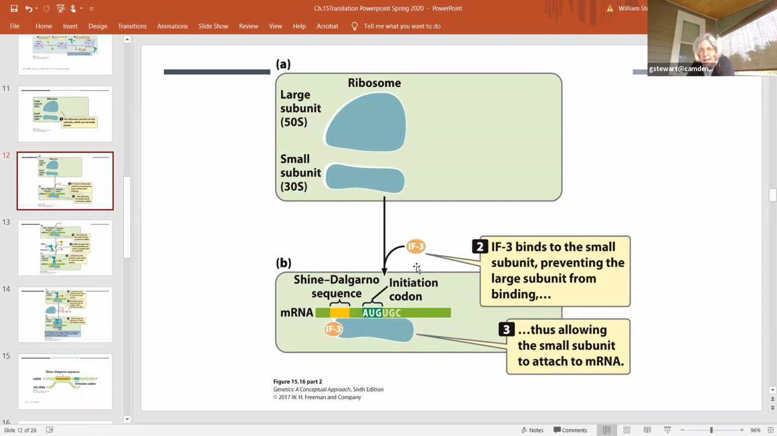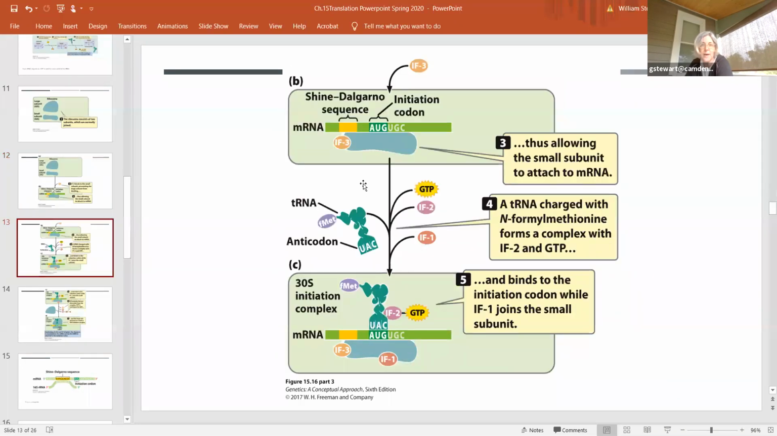Notice there's an IF3, which stands for initiation factor 3. It binds the small subunit of the ribosome, and it prevents the large subunit from joining until the message is aligned and, as we will see, the first transfer RNA is in position. Okay.